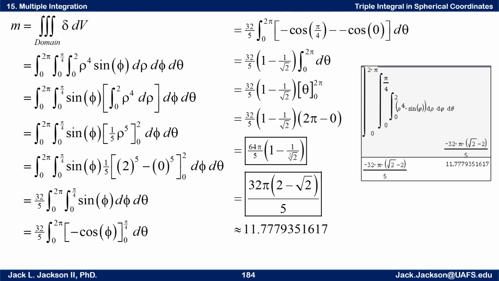I'm going to get a common denominator here. First, I'm going to rationalize this by multiplying by square root of 2 over square root of 2. So this is square root of 2 over 2. This is 2 over 2. So that's 2 minus square root of 2 over 2. And that 2 in the bottom cancels that 64 down to a 32. So one way to write it as a single fraction is 32 pi times 2 minus the square root of 2 over 5. 2 is bigger than square root of 2, so this will be a positive number. It's about 11.8.